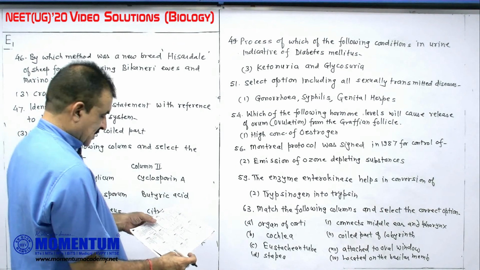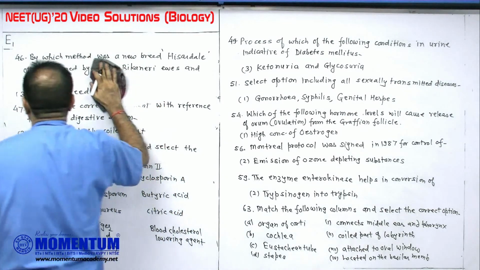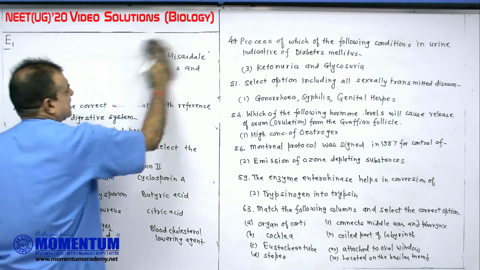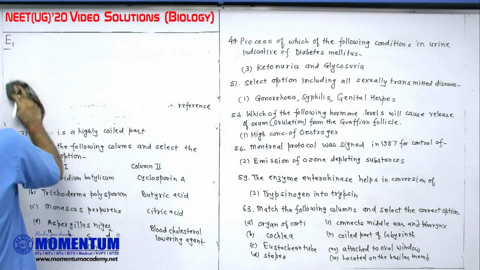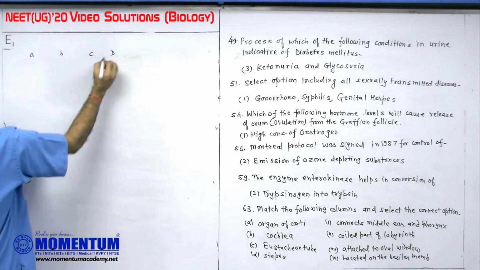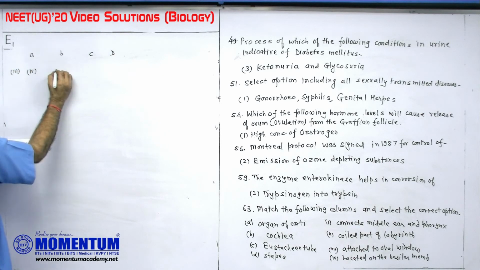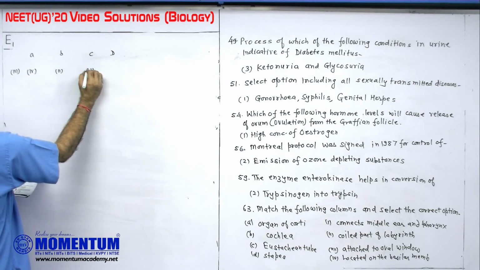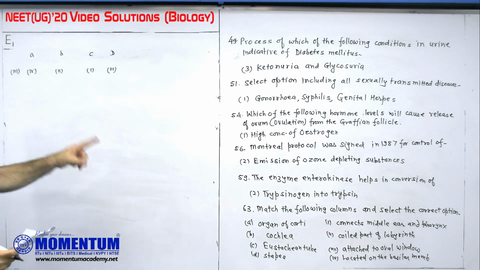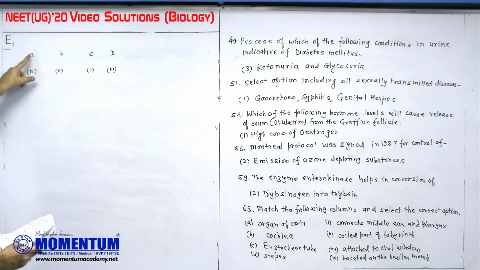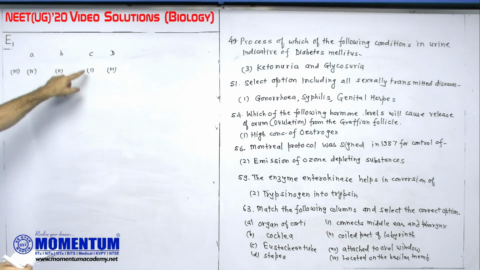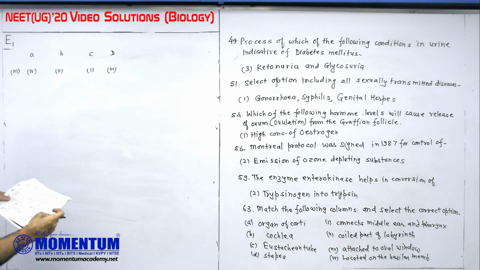So the correct option is 3. Answer number 3 is the correct option. A, B, C, D: 4, 2, 1 and 3. That is the correct matching. You can match A to 4, B to 2, C to 1, D to 3.